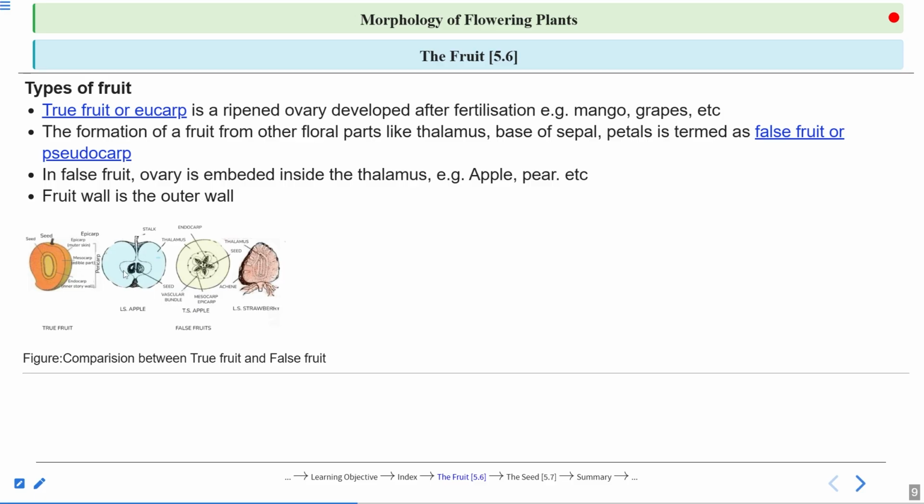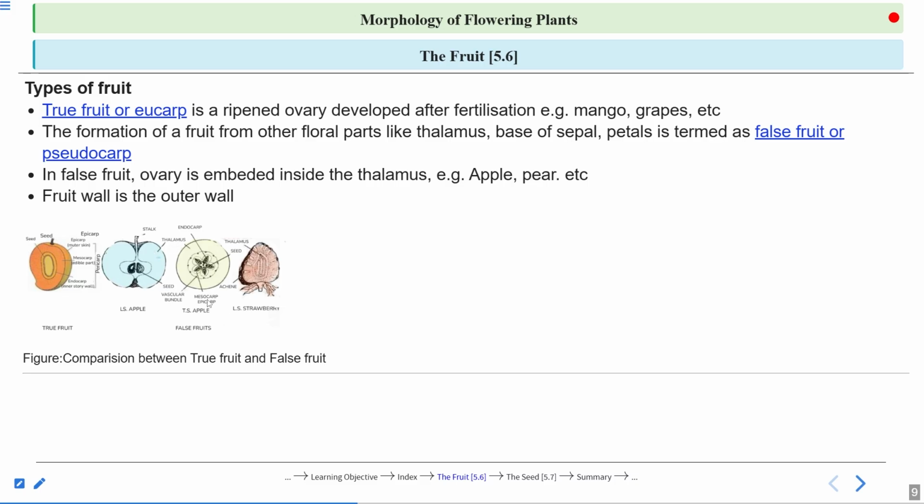This part is the ovary. Here you can see this is the wall of the ovary, the fruit wall. Here you will not call it a pericarp. Here this wall will be called the fruit wall, right? And here you can see this is the thalamus.